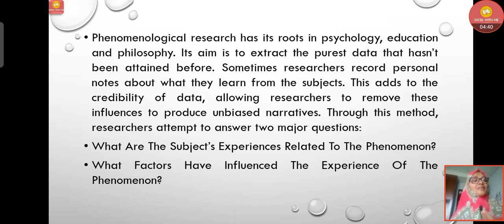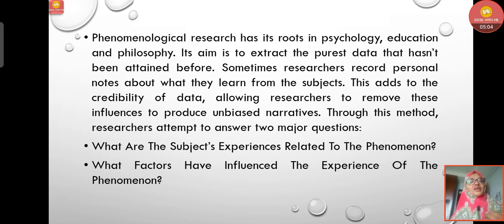What is its aim actually? Its aim is to extract the purest data that hasn't been attained before. Sometimes researchers record personal notes about what they learn from the subjects. This adds to the credibility of data, allowing researchers to remove these influences to produce unbiased narratives.